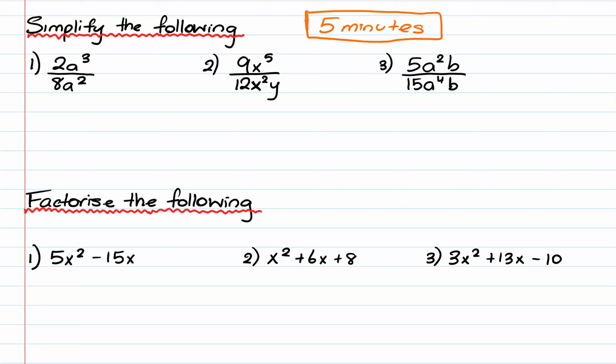So let's look at the first question. All right, so we've got 2a cubed over 8a squared. Now what you want to do is simplify the numbers and the like terms. So 2 over 8, well, I'll do it in red, that can just simplify to 1 over 4.